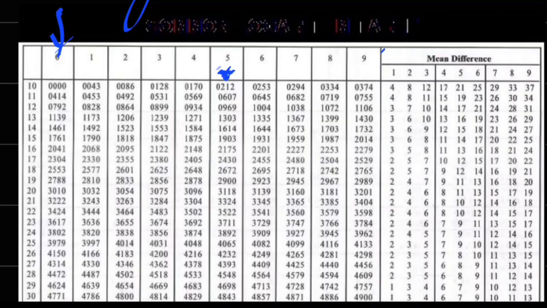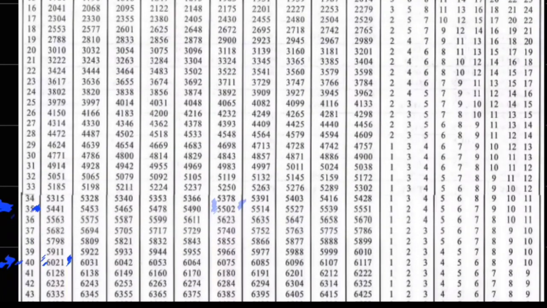So from this 5, we'll be going downward. If you are checking from here going downward, and you are checking from here going horizontally, you will see that they will come and meet here. So what's the number we're seeing there? 5502. You come and write it.